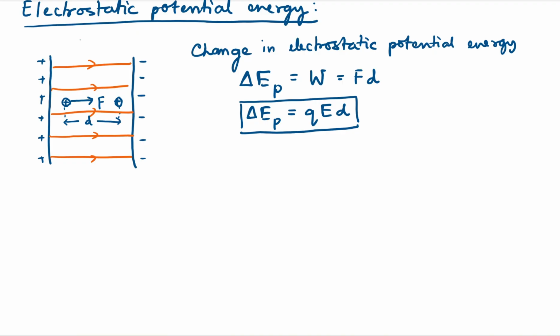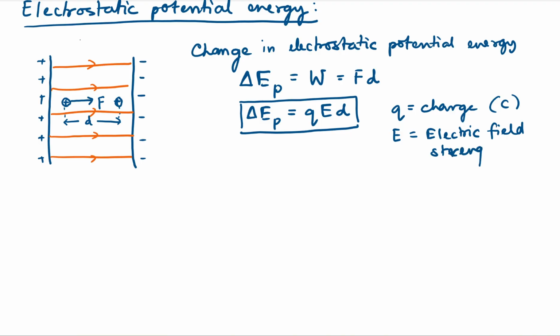Now over here, we have seen that this left part is the change in the electrostatic potential energy. It could be gained or lost. In this specific situation, we are losing it because the electric field is applying the force and doing the work, moving the particle over a distance d. On the other side, Q is the charge on the particle, and it has to be in coulombs. E is the electric field strength set up by the charges on the plate, and that's in volts per meter or newtons per coulomb.